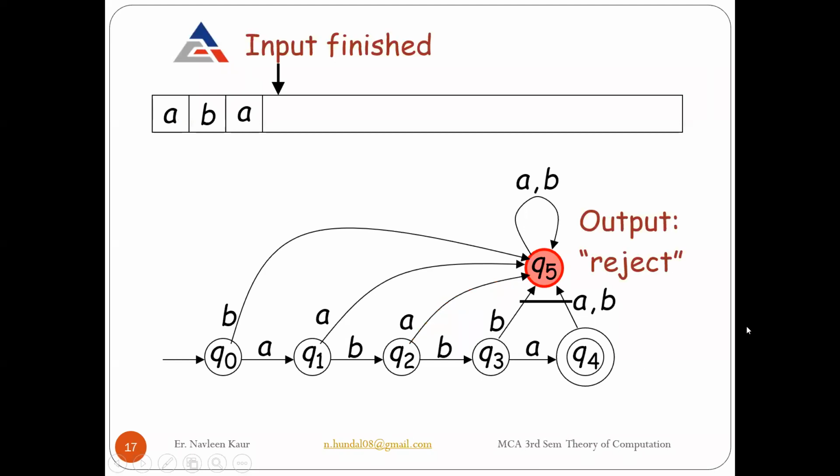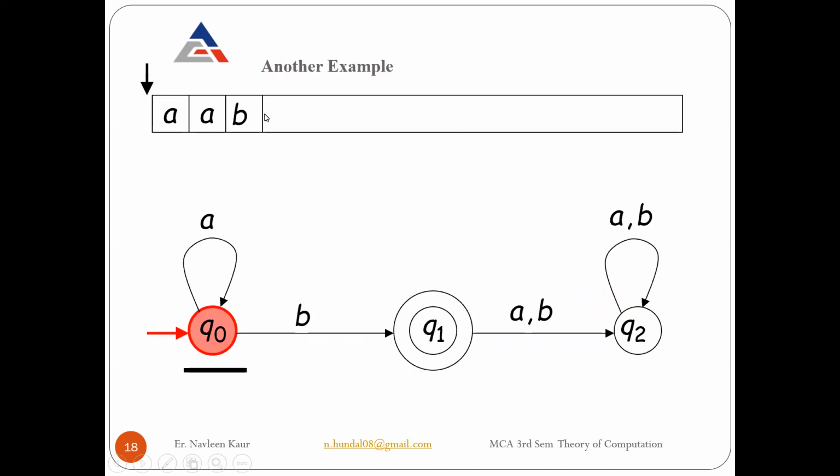So what output will I get? I will get the output that this string is being rejected by the finite automaton. Okay, there was another example that we did. This is a new automaton I have considered, and the string is AAB.